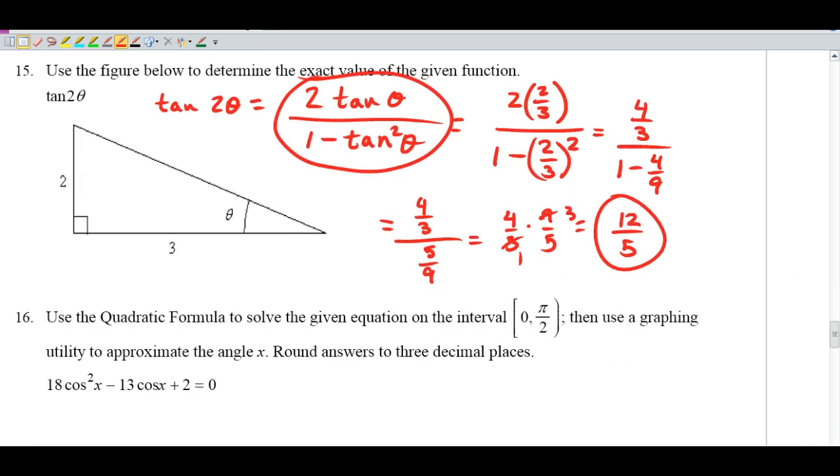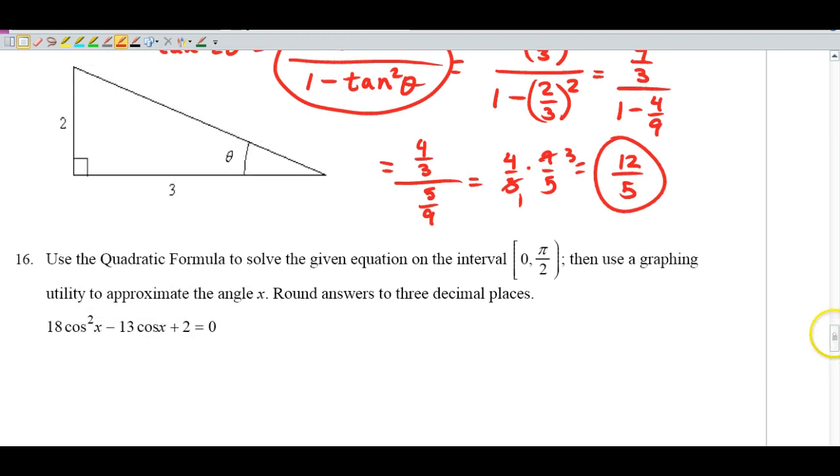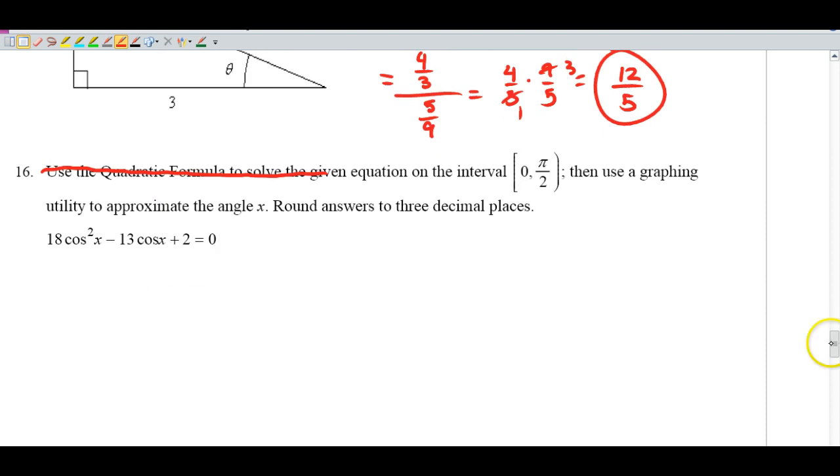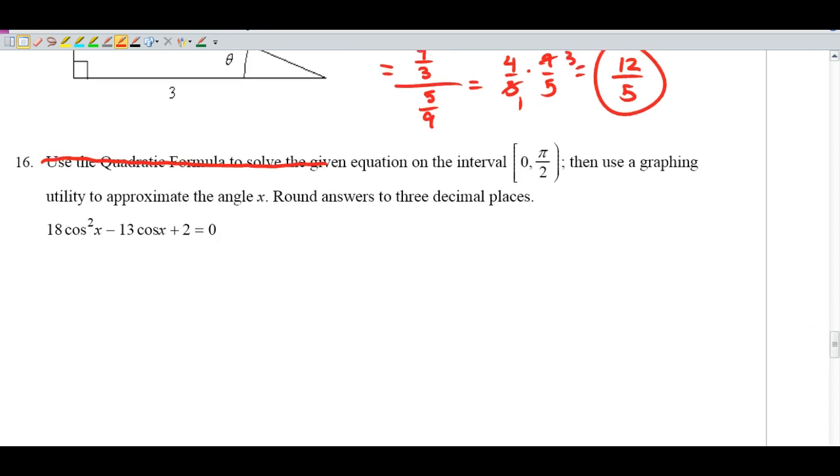Next problem is use a quadratic formula to solve the given equation. We're going to skip that part and then use a graphing calculator. So we're just going to use a graphing calculator for this. Okay, so now the last problem that we're going to do on this review is this problem. Well, we're not going to use a quadratic formula, we're just going to use the Inspire.